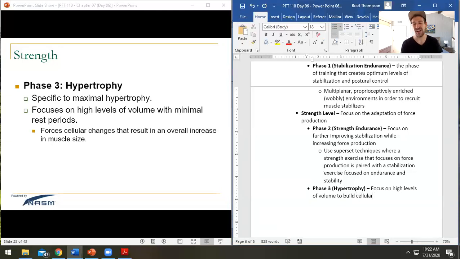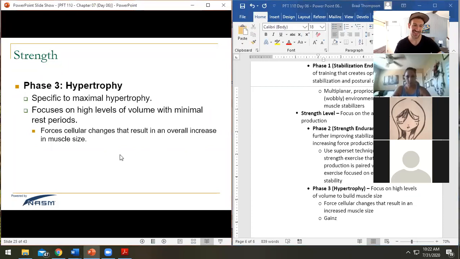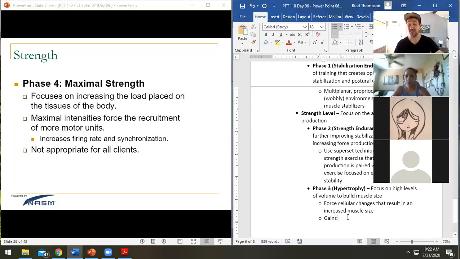Cellular, yeah, we'll say just muscle size. I don't want to just say hypertrophy here, but that really is what it is. So this is going to force cellular changes that result in increased muscle size gains, right? That's what we're going for here. Muscle gains. And that's really the main goal of hypertrophy. I know it's spelled wrong. You're going to have to get used to it, Microsoft Word.